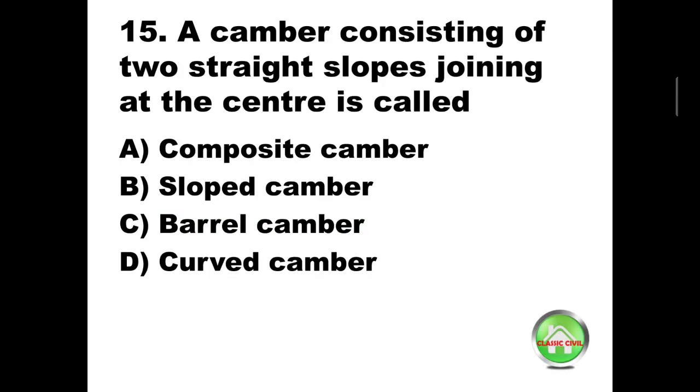Question number 15. A camber consisting of two straight slopes joining at the center is called option A, composite camber. Option B, sloped camber. Option C, barrel camber. Option D, curved camber. A camber consisting of two straight slopes joining at the center is called, answer is option B, sloped camber.